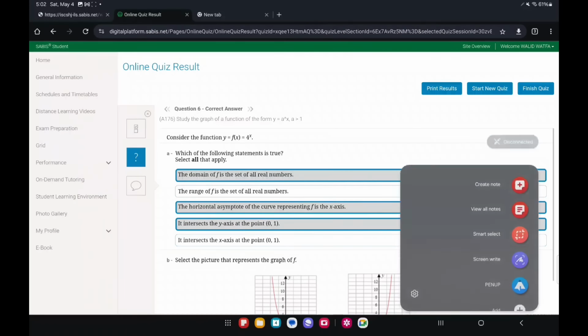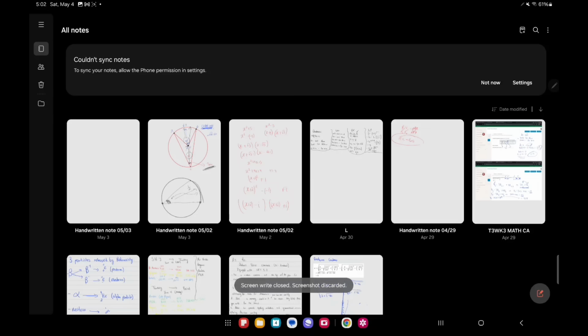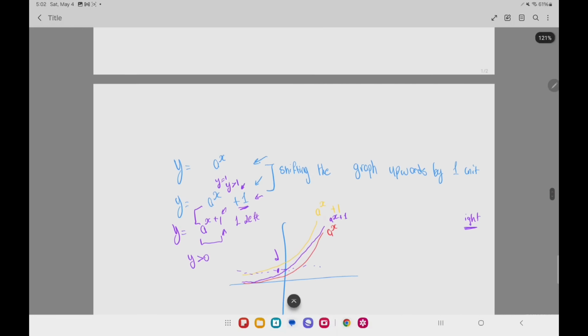Okay, question six. Consider the function f of x equals 4 to the power of x. What is true? Here they're asking us about the characteristics of the graph. And if we take a look at the notes I wrote yesterday, over here, the exponential graph, right?